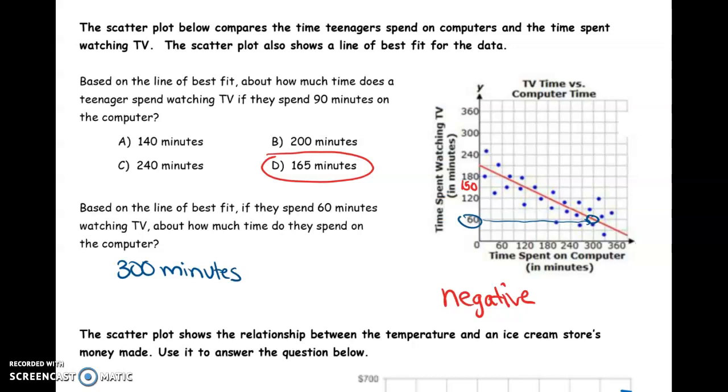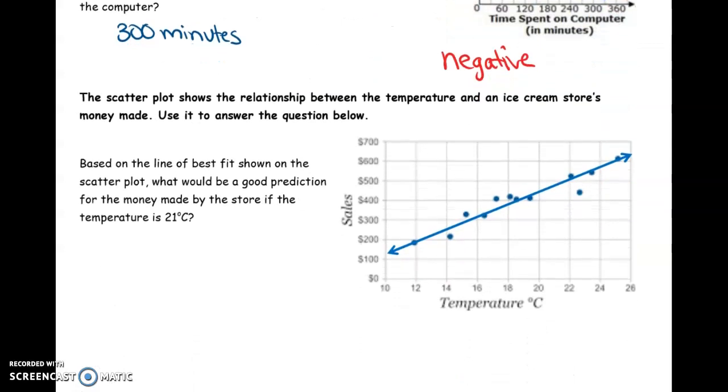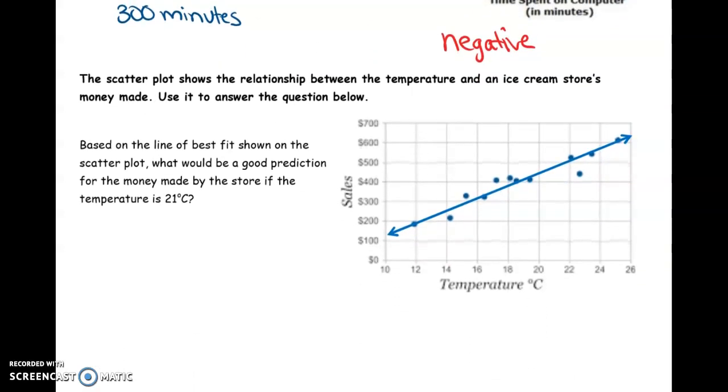That looks great. So we're going to do the same thing in this last example. This is our last one. Thanks for sticking with me. I know this is a little longer, but we're getting to some new stuff now. So it says the scatter plot below represents the relationship between temperature and ice cream store's money made. Use it to answer the question, right?